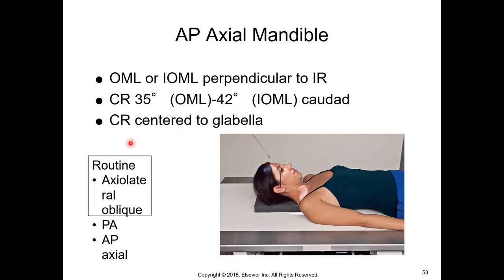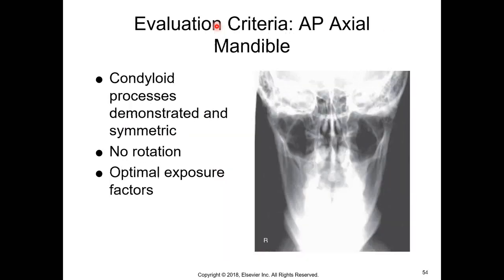The other thing that is a little bit different is that you have to remember the entrance point is not 1 inch above the glabella. Now for mandible, you're moving down further, so it's at the glabella. So at the glabella right there. And again, 35 for OML, 42 for IOML. Very important, big difference for mandible.